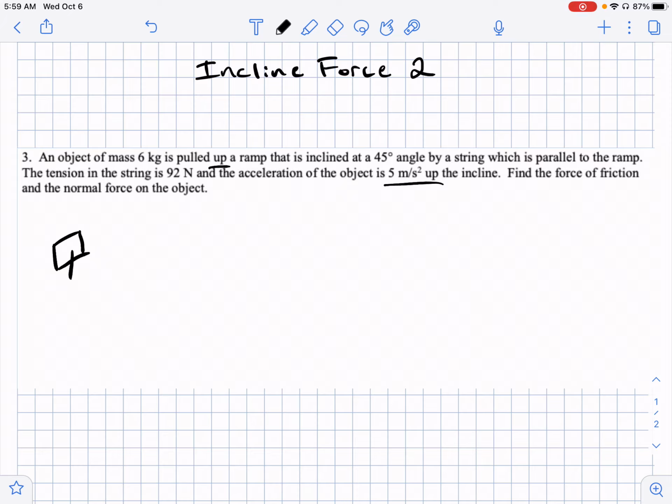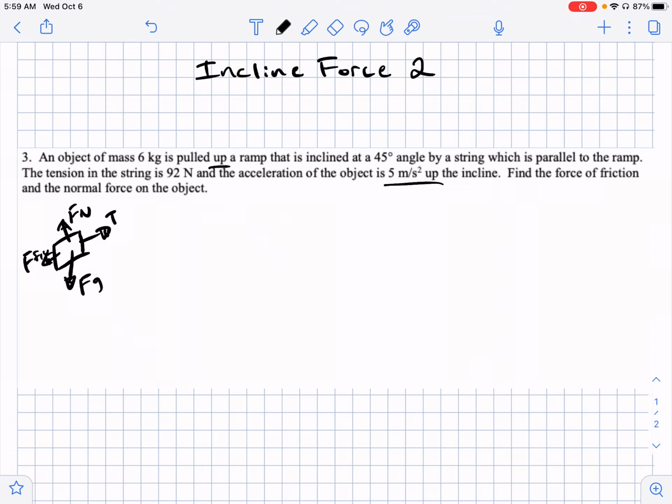Okay, we have Fg going down. Tension is parallel with our ramp. Friction is parallel with our ramp, pointed down the ramp. And then we have our normal force that is perpendicular with the ramp.